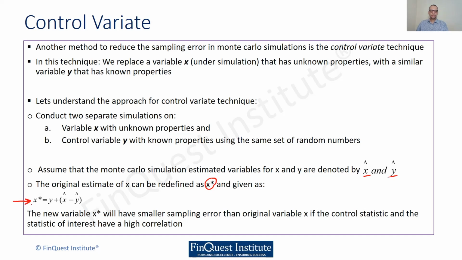Now, this new variable x star will have a smaller sampling error than our original variable x, which we started off with, if the control statistic and the statistic of interest have a high correlation. If that happens, then the overall sampling error is going to come down. And as the sampling error comes down, we know that the accuracy of the simulation improves.